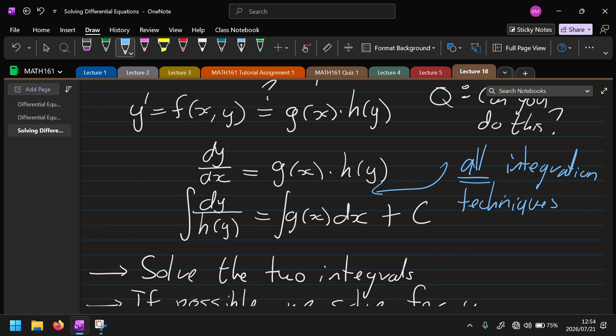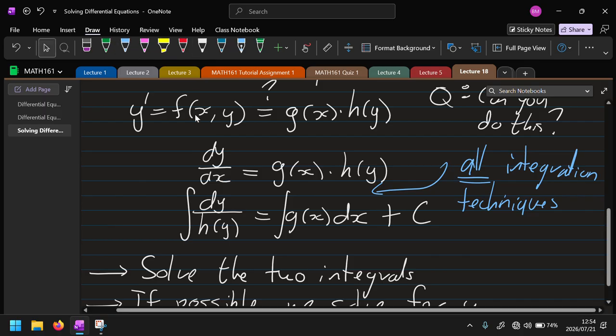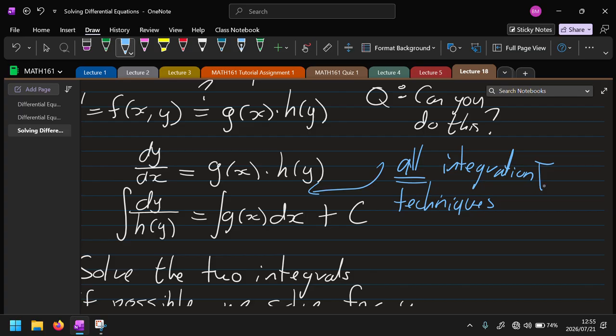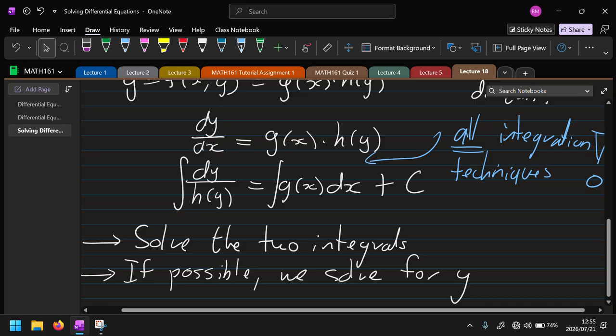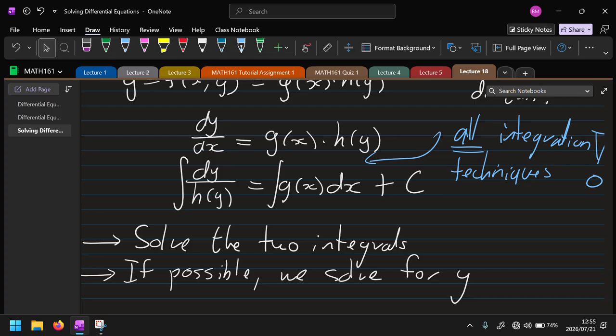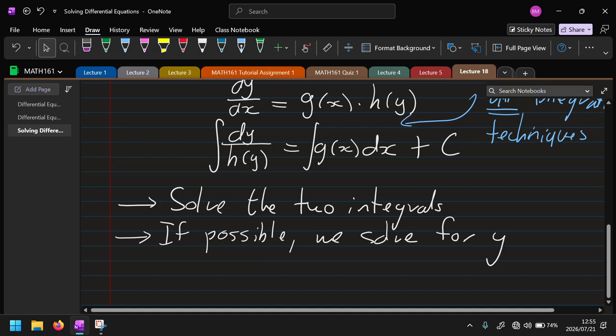Because again, we don't know what these functions are. They could be anything. Maybe h of y is a quadratic, and we have 1 over some quadratic. You have to complete the square, do partial fractions, something like that. It depends on what's given there. So again, I remind you, go over all your integration techniques because you don't know what's going to come up with these two sides. All right. Any questions on the method before we get to the examples?